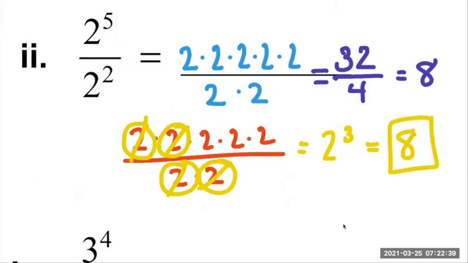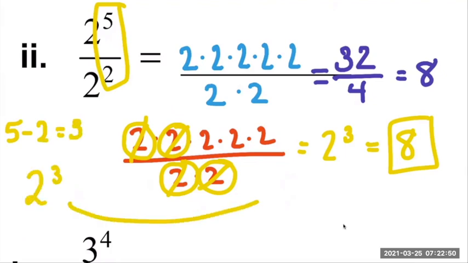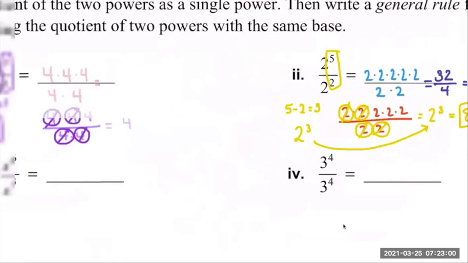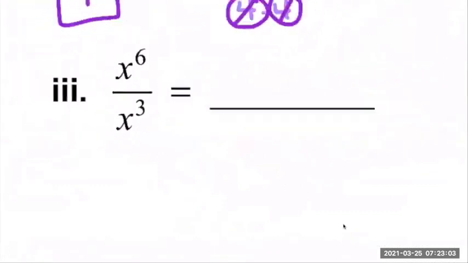Let's check and see if our theory from the last one works. So we're looking at our exponents. 5 minus 2 gives me 3. I get 2 to the 3rd power, which is what I had right there. It makes it a whole lot easier when we go about it that way, because then we really don't have to do much multiplication.